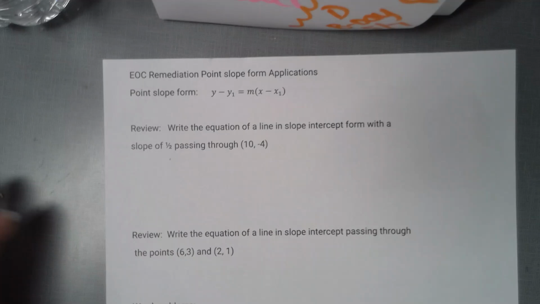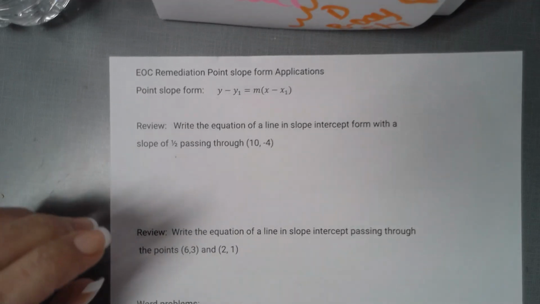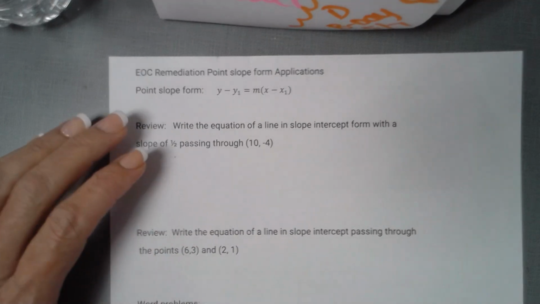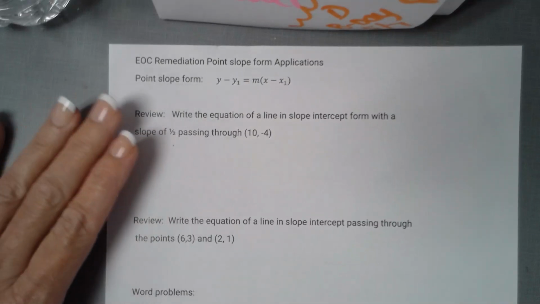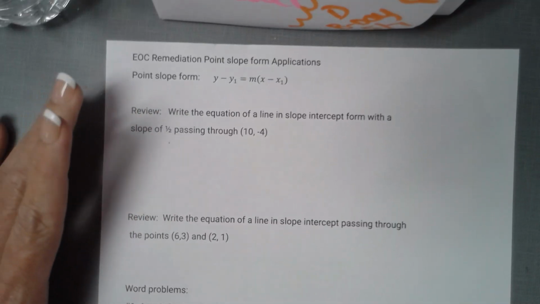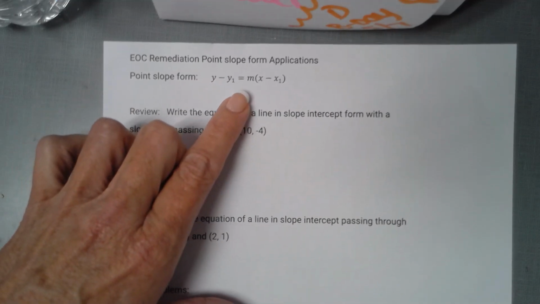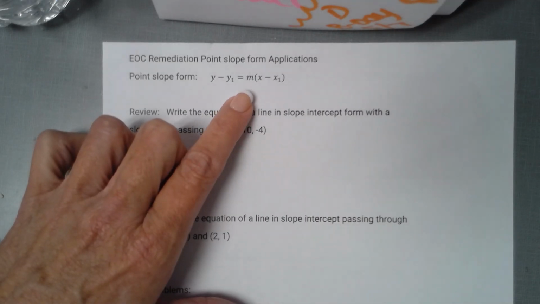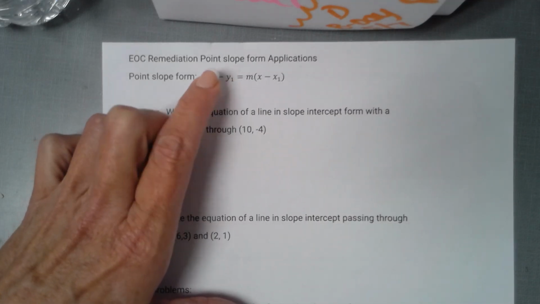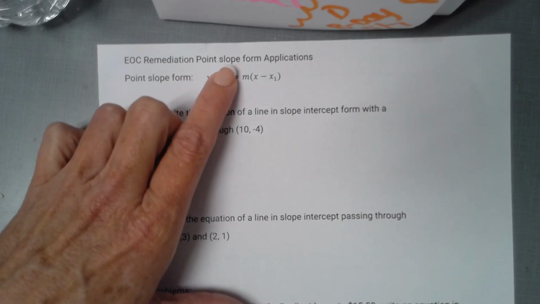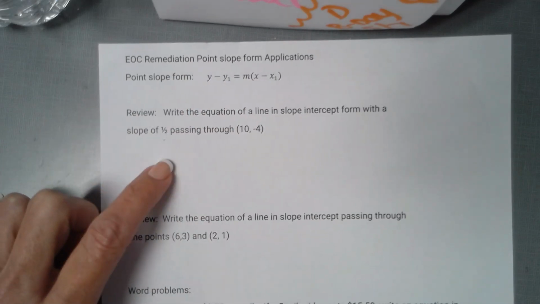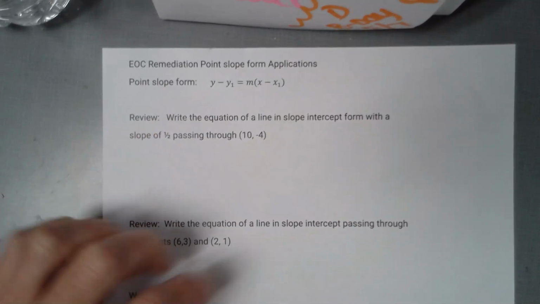Okay. We're going to review point slope form and then do applications, which we have not done yet. We'll also be doing a little bit of this in class as well. So here we go. Point slope form is a useful linear form when you are actually given a point and a slope. So let's start off with something you've done before here.